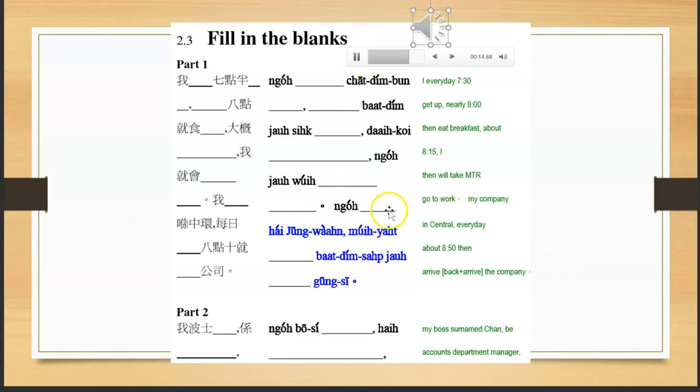My company is in Central, every day around about 8:10 I arrive at the company. Every day, around, about, arrive at the company. Okay, so that's the end of this unit 2.1.